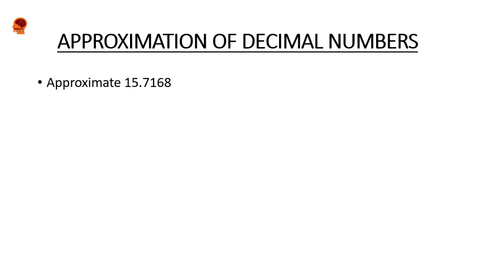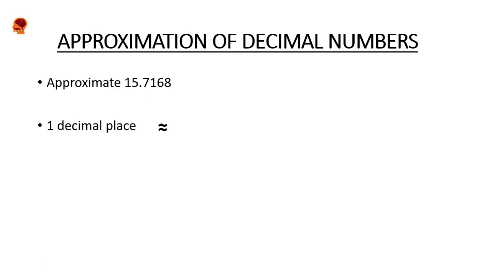Now let's learn how to approximate decimal numbers. We have a number which says approximate 15.7168. How do I approximate 15.7168, that's a decimal number, into the nearest one decimal place? Now, what do we mean by one decimal place? It means the number immediately after the decimal point is one decimal place.